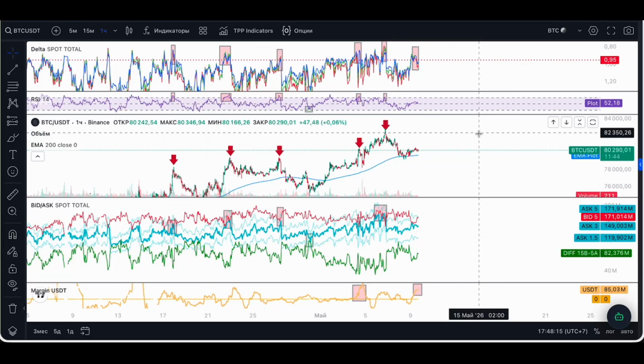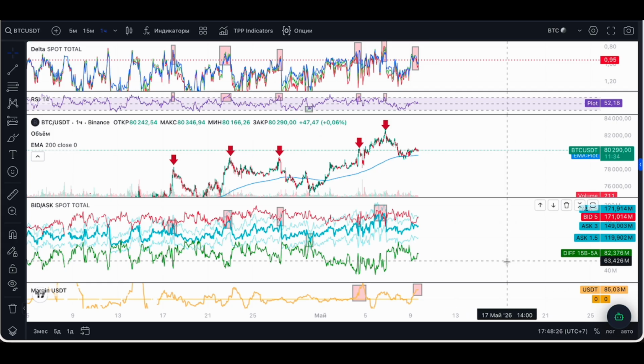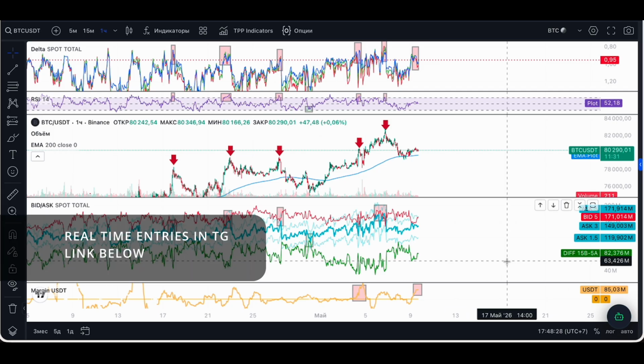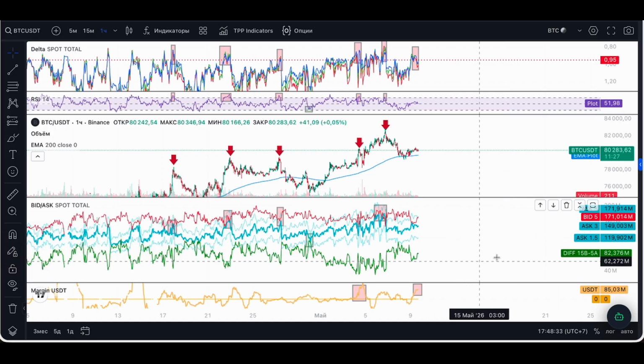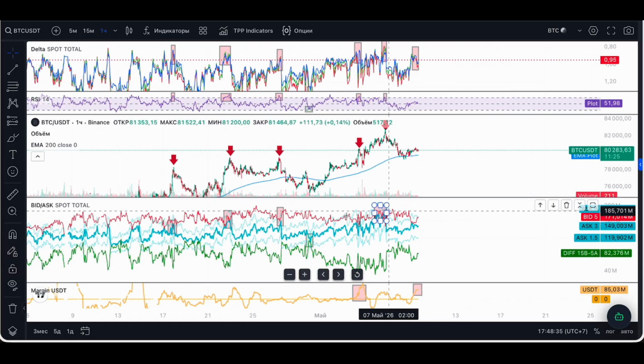In this video, I want to show you the indicators and the strategy that I use to find long and short position entry points. First, I want to show you the indicators and what they represent, and after that I will share my strategy. So I will start with this indicator.